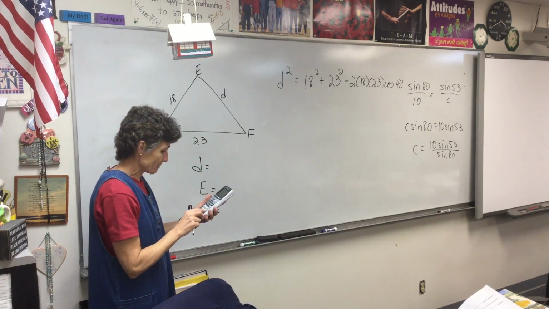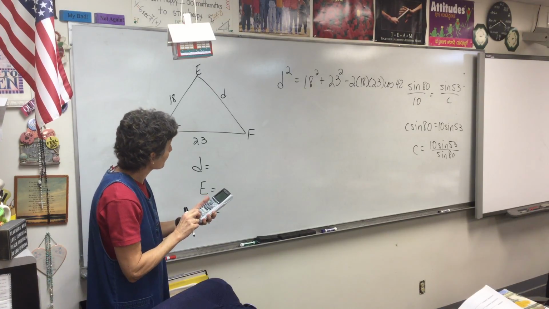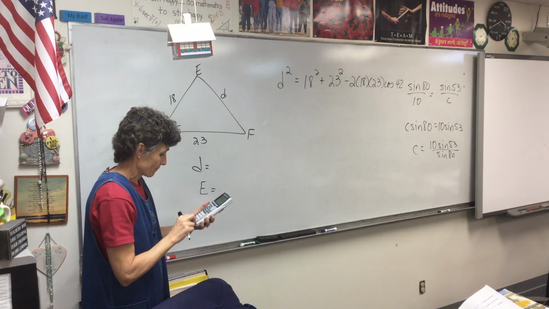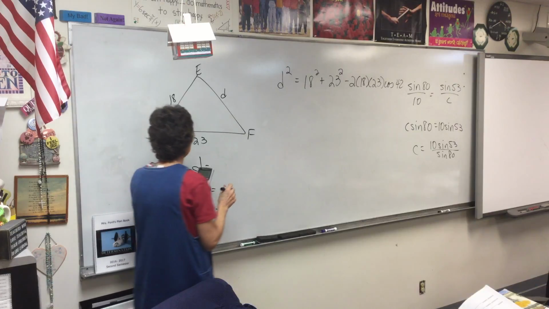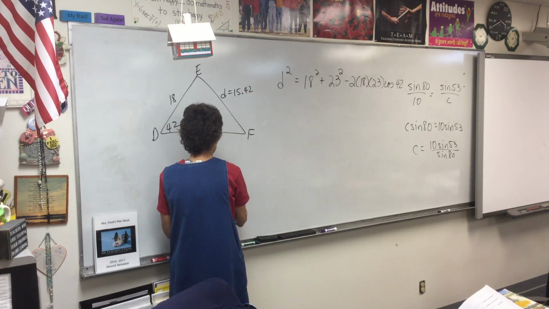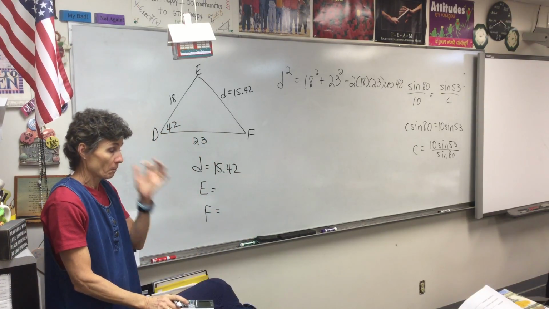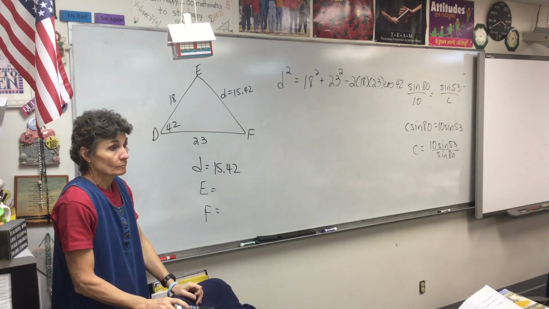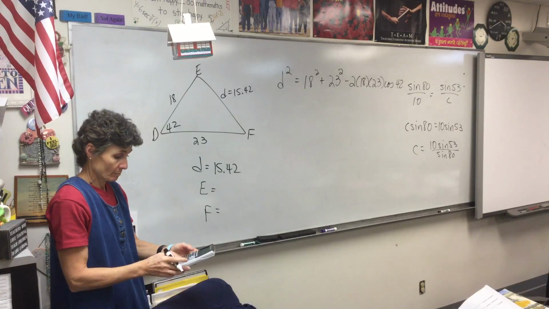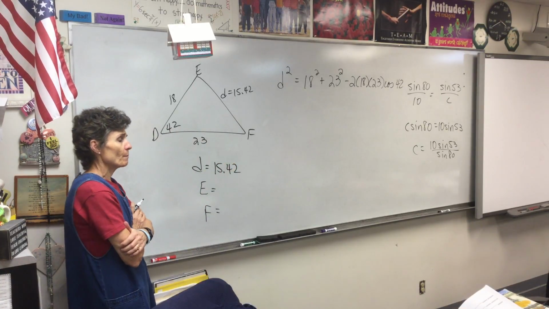What's the big mistake we sometimes make? Don't forget to square root. 15.42. Everybody got it? Everybody okay with that? All right, where do we go from here? What do we do now?